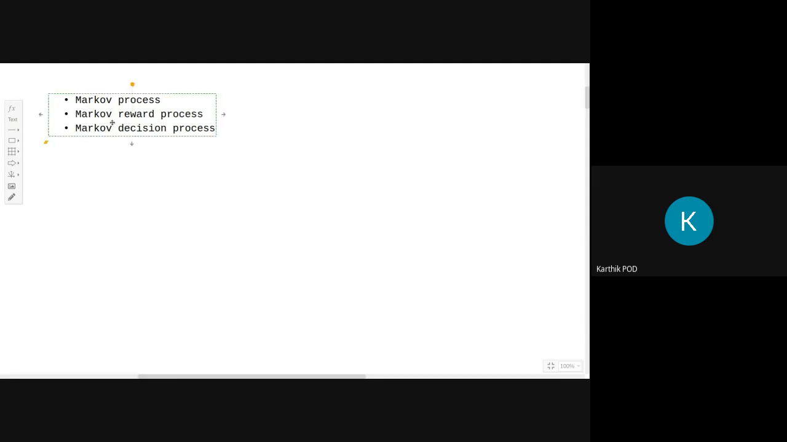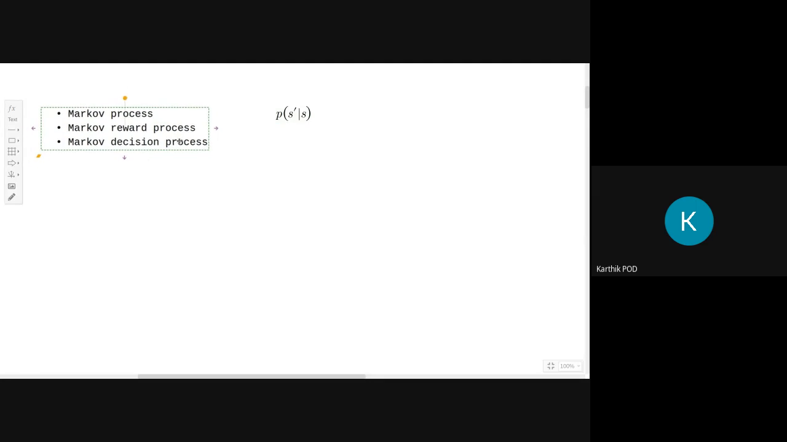So let me write down the distributions that you are interested in each of these cases. So in the case of a Markov process, you will just have this notion of P(x' | x), right? So you'll have these transition probabilities only. So if you are in a state, what is the probability that you will visit this next state, right? You will transition to this next state. There's no notion of action in the Markov process.